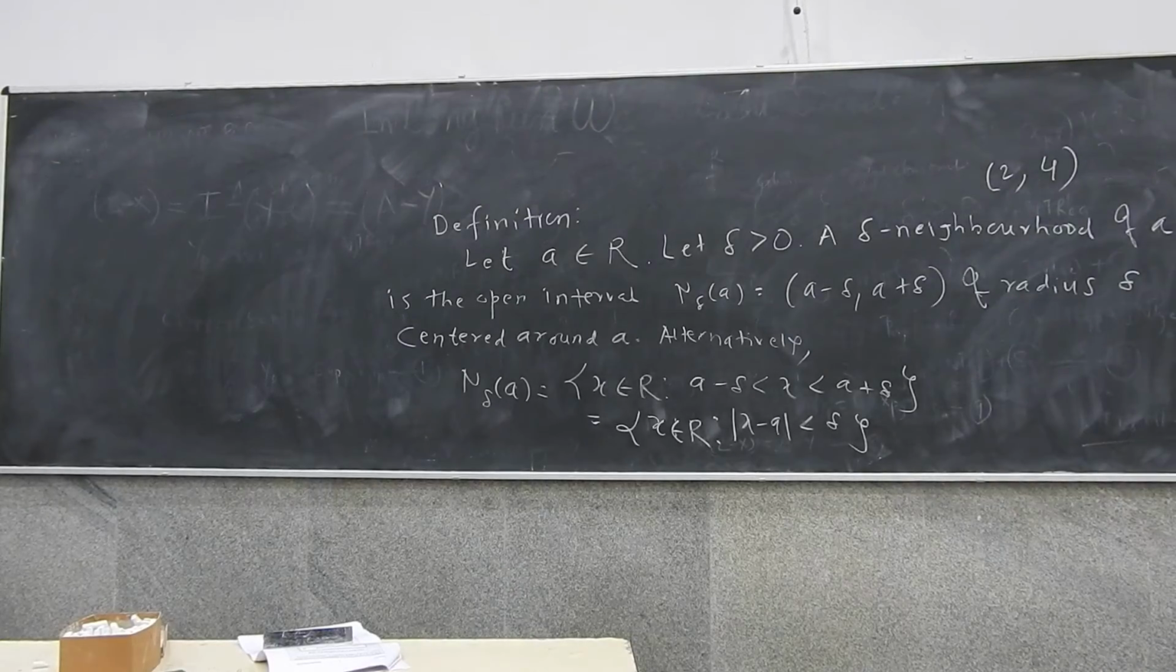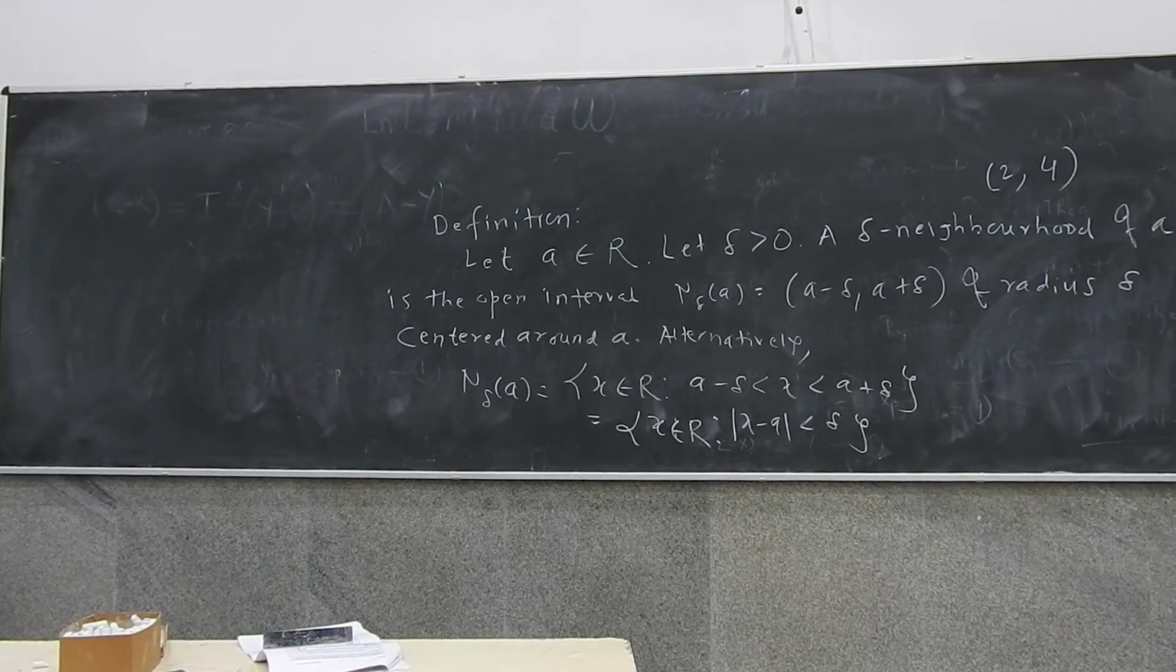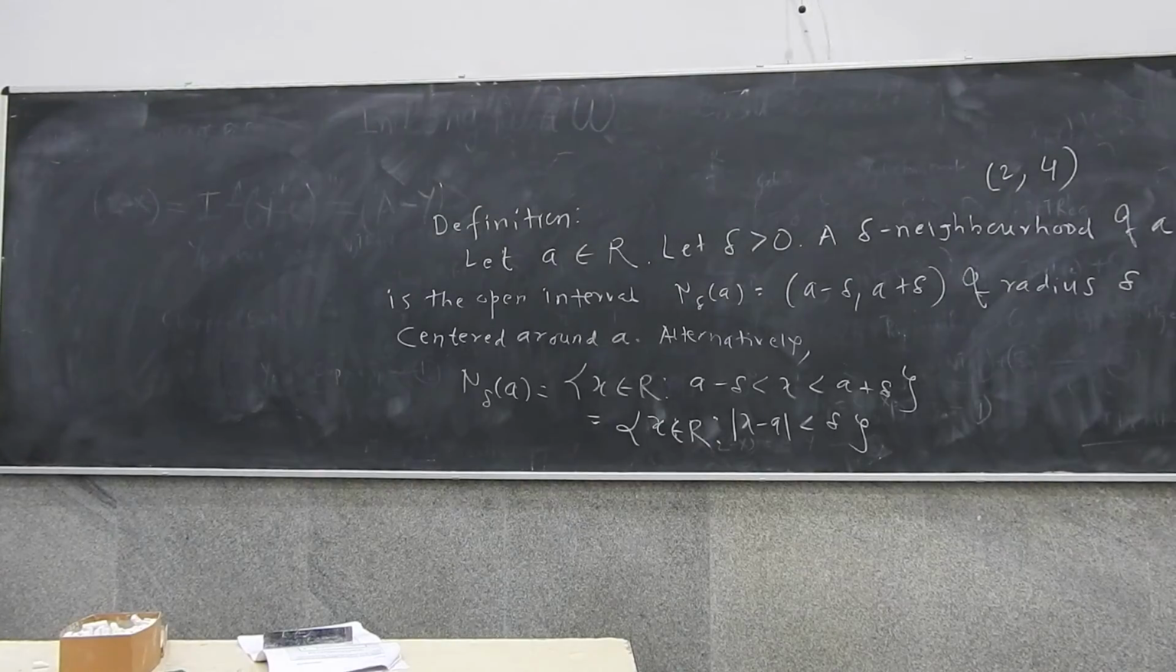Delta is 1 and x is 3. So one neighborhood around 3 is 2 and 4. All points between 2 and 4, not including 2 and 4. Therefore it's called the open interval.